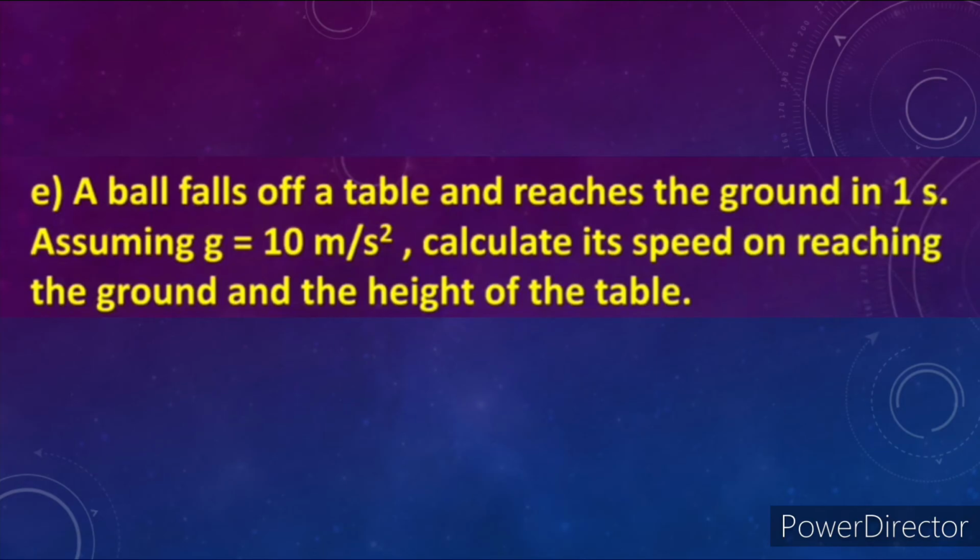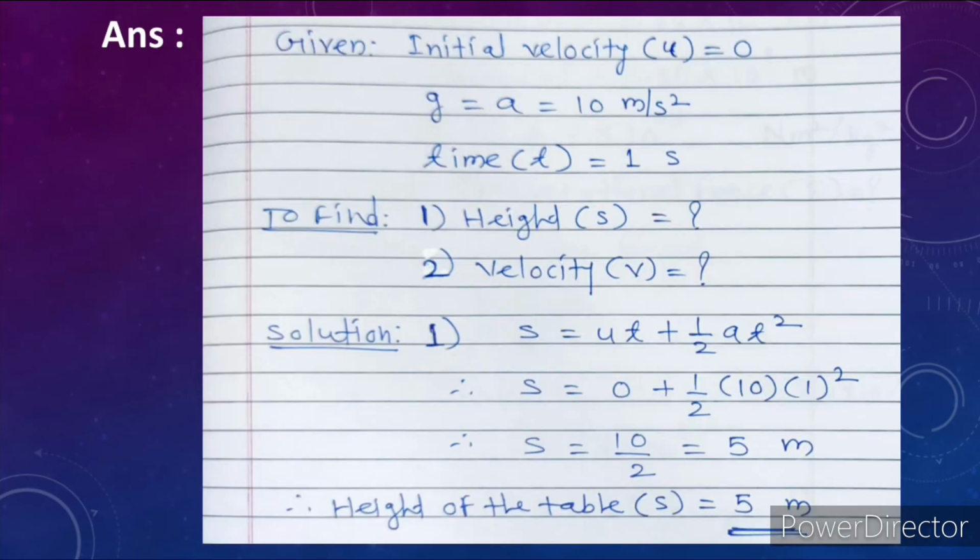E. A ball falls off a table and reaches the ground in 1 second. Assuming g is equal to 10 meter per second square, calculate its speed on reaching the ground and the height of the table. Answer. Given initial velocity u equal to 0, g is equal to a is equal to 10 meter per second square, time t is equal to 1 second. To find first height, that is s, second velocity, that is v.